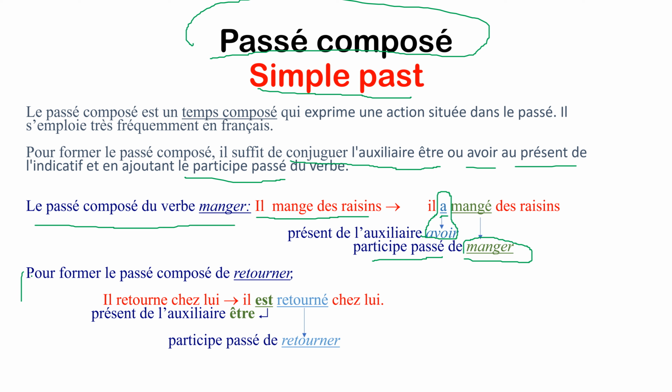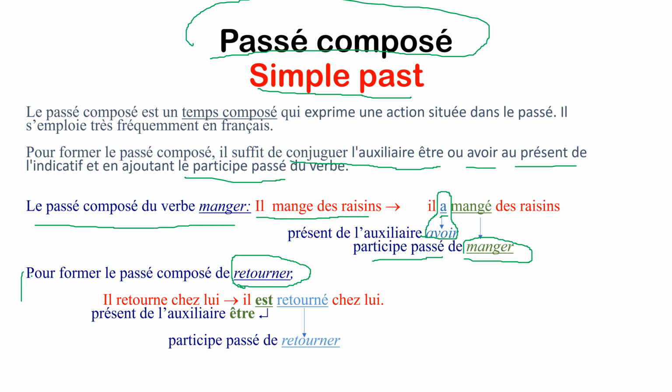Pour former le passé composé de retourner, retourner is a verb that is conjugated with l'auxiliaire être. Il retourne chez lui au présent. We're going to put that now in the passé composé. It is il est retourné chez lui.